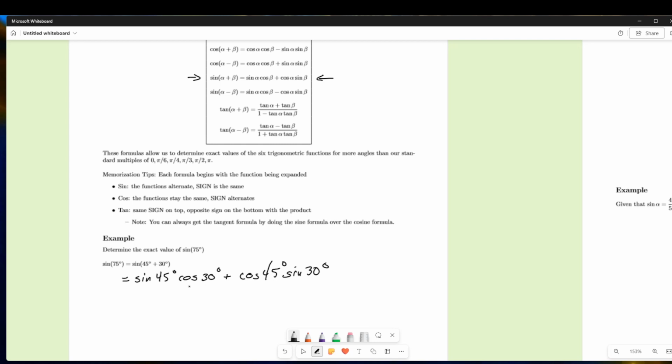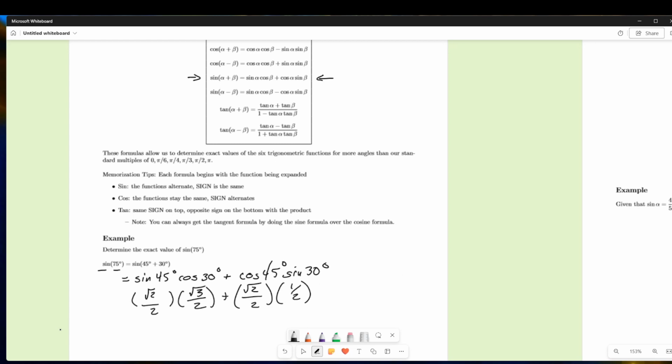Now that's a lot more pieces, but it's pieces that we know. So we've turned the sine of something we don't know into the sine and cosine of things that we do know. And grabbing your unit circle, we know the sine of 45 degrees is the square root of 2 over 2. The cosine of 30 degrees is the square root of 3 over 2. The cosine of 45 degrees is also the square root of 2 over 2. And the sine of 30 degrees is 1/2.